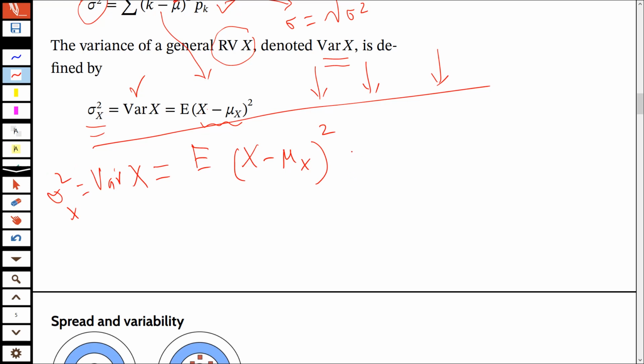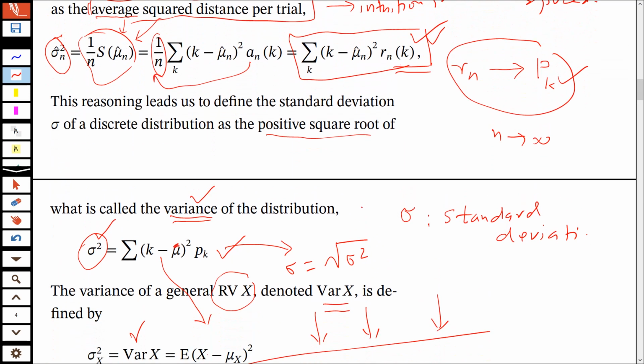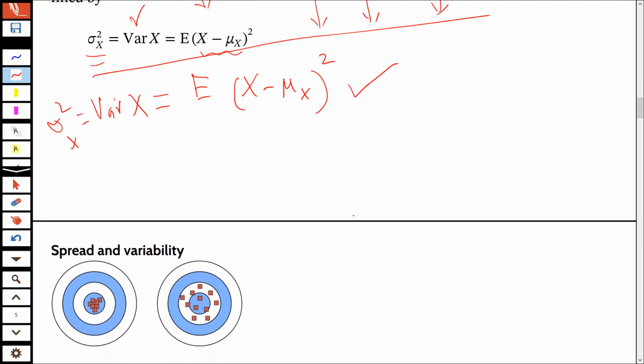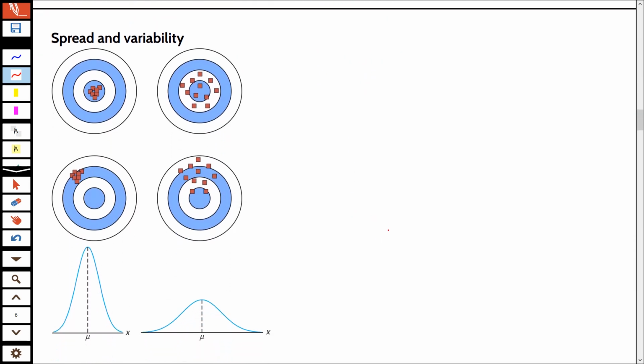So it's up to you whether you just go for this formula, remember it. You will remember it because you will be using it a lot, or go with my explanation. I actually told you the meaning of variance. Yeah. And this slide will shed more light on the meaning of variance, spread, variability.